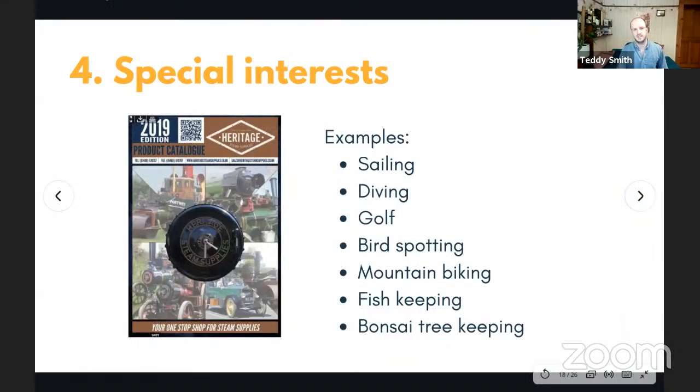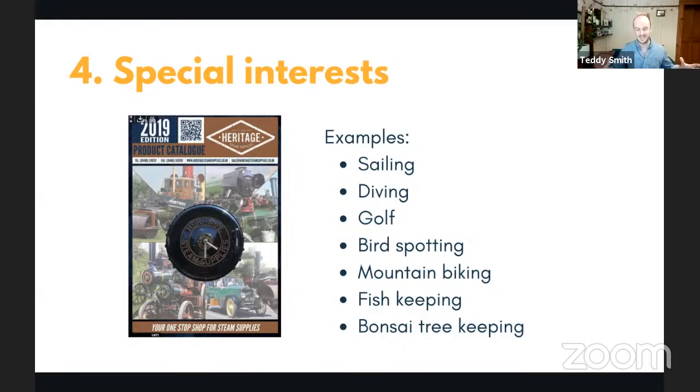Now, the fourth one is special interests. This is quite a good one because this magazine is my fiance's dad's magazine, but he's got this huge steam engine that he works on. And the parts for it are eye-wateringly expensive. I thought it was a joke when he was telling me the other day, but he had to buy a spanner that only works on his specific engine, and it doesn't work on any other machine. And it was like 50 quid, and I couldn't believe how much money he spent on this spanner.